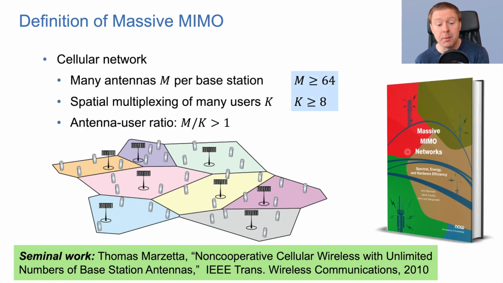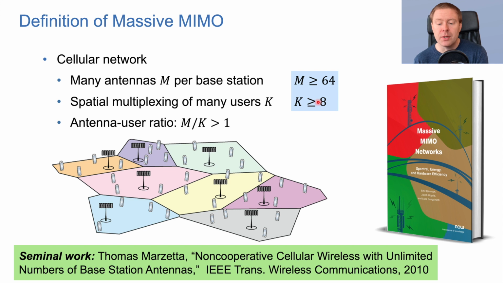But in my book, Massive MIMO Networks, the way that we like to define it is to say that we have a cellular network like this, with many antennas. There are M antennas per base station, where M should be at least 64. I think a product with 16 or 32 isn't really massive MIMO in the way that we have been thinking about it. And the technology should be capable of spatially multiplexing at least 8 users. And the important thing is then this antenna to user ratio, which is greater than 1. Here it's 64 divided by 8, so you have a ratio of 8.